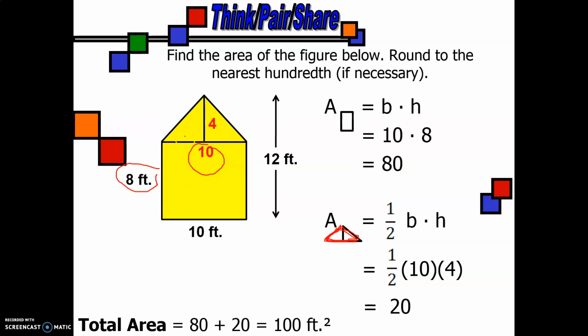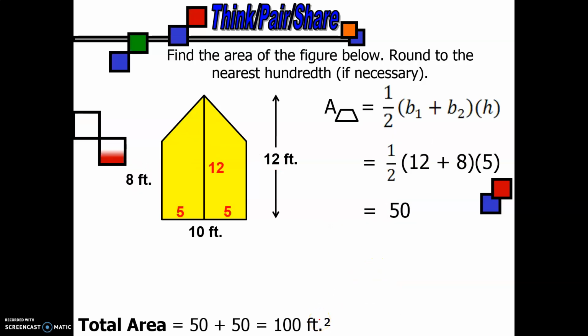Now for the triangle, you think of this 10 as your base, and the height is 4. So how do we get 4? We took 12 minus 8, which means that this vertical height here must be 4. So 80 plus 20 gives you 100 square feet. Now if you treat this as two triangles, you would end up getting 10 units for each triangle, which would still give you 20. So our final answer again is 100 square feet.